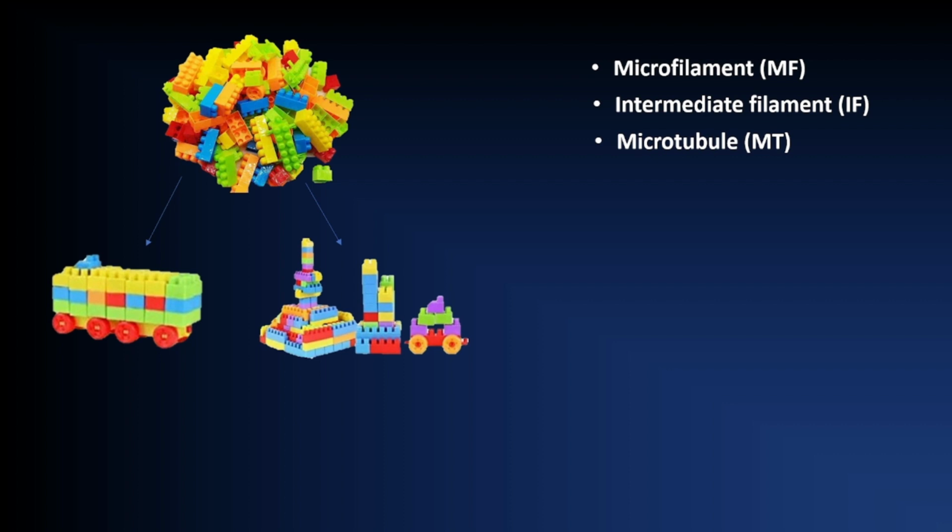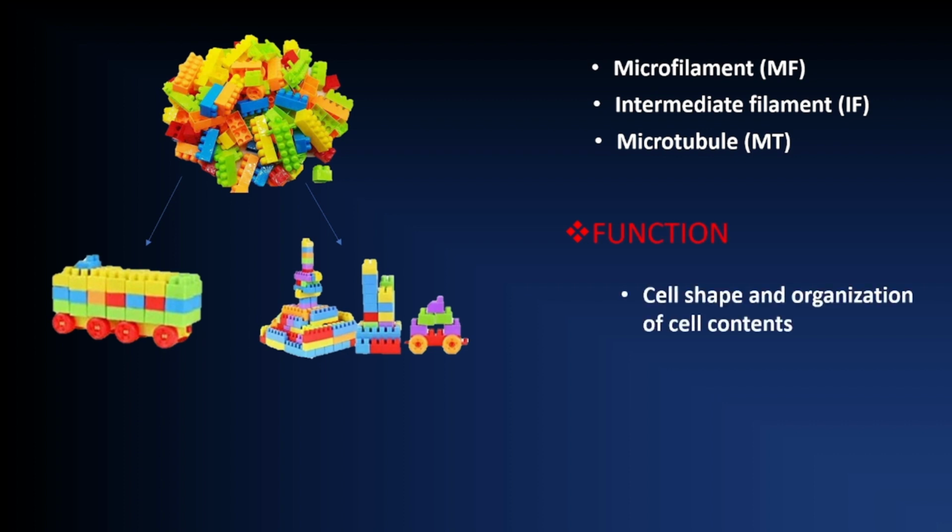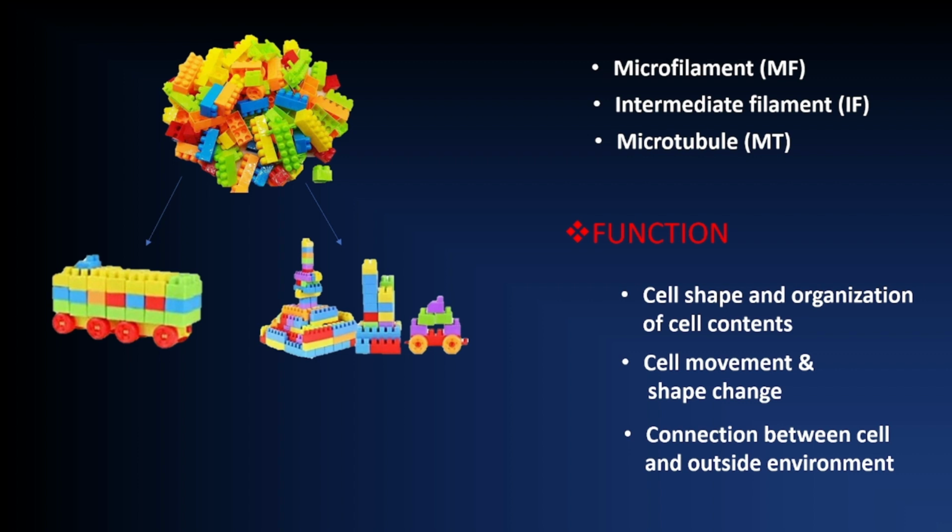Cytoskeleton carries out three broad functions. It provides structure to the cell and organizes the contents of the cell. It enables the cell to move and change shape. It connects the cell physically and biochemically to the external environment through transport.